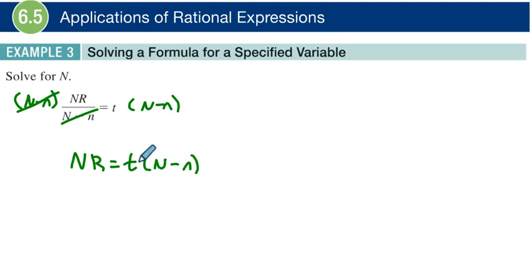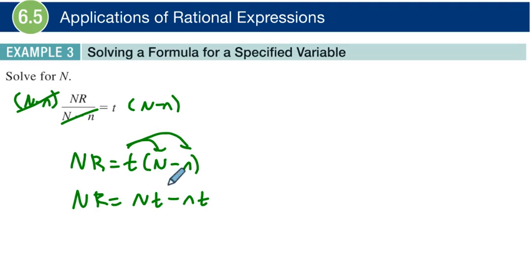So if our goal is to solve for capital N, it's always a good idea to put all of those terms on the same side, and then you can factor it out. So in order to do that, we first need to distribute this T. All right, so let's go do that then. T times N is NT, and T times n is negative NT.